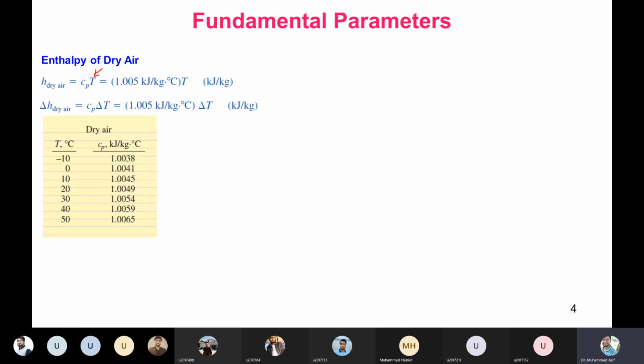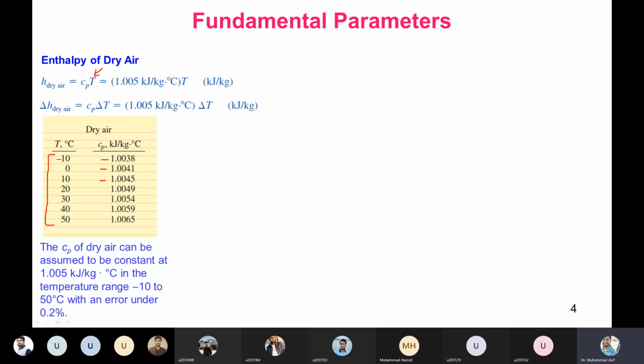This is basically the range of air conditioning temperature. Most of the air conditioning processes are between minus 10 degrees C and 50 degrees C. And you can see the variation in the Cp is very negligible, even less than 0.2%, I mean, even less than 1%. So that's why for air conditioning applications, we assume the value of Cp to be constant. So we can use this formula for calculating the enthalpy of the dry air.